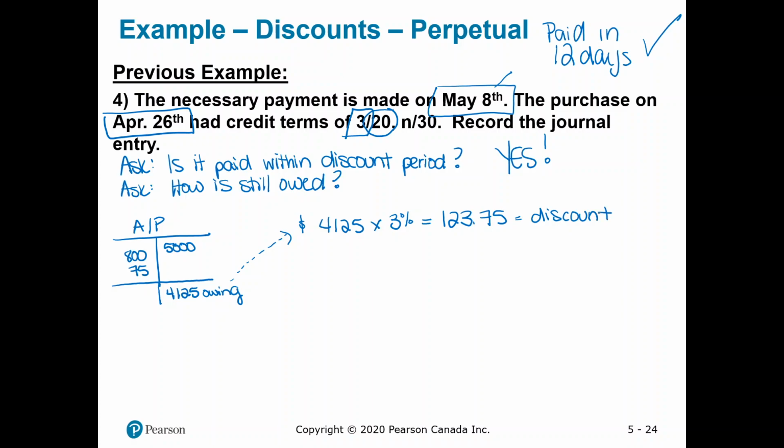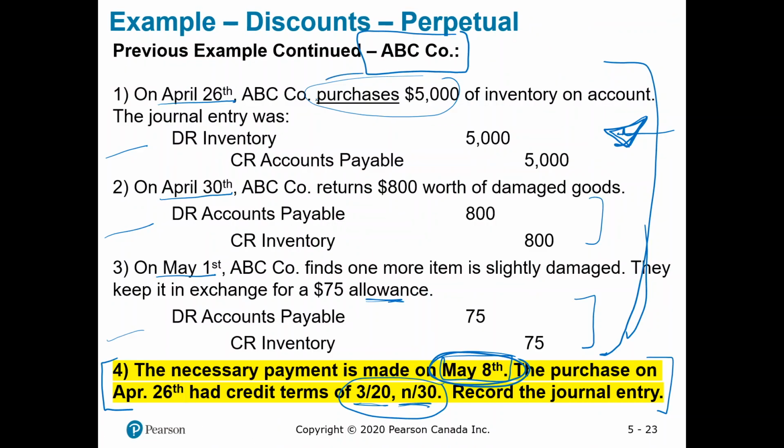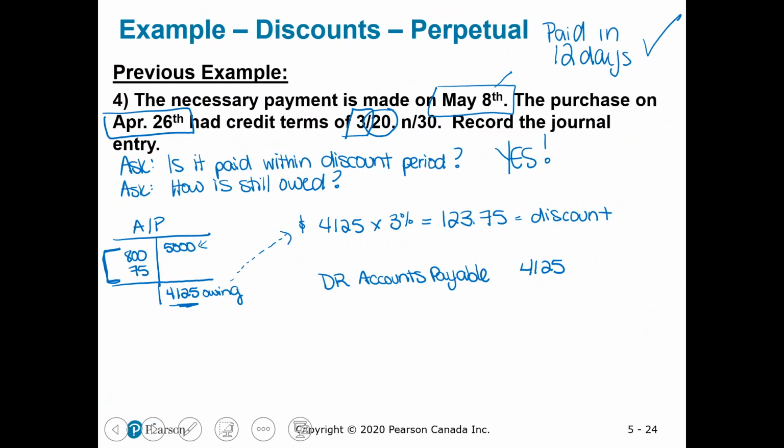And now we go ahead and record the entry as we did earlier. So we're going to debit our accounts payable, and now we get rid of the full amount that remains, the $4,125. If you forgot to keep track of the return and the allowance, you'd likely just be looking at the $5,000. But you need to be really careful about what else has happened related to this purchase. So track any returns, any allowances that occur after. So we debit AP for the full $4,125.